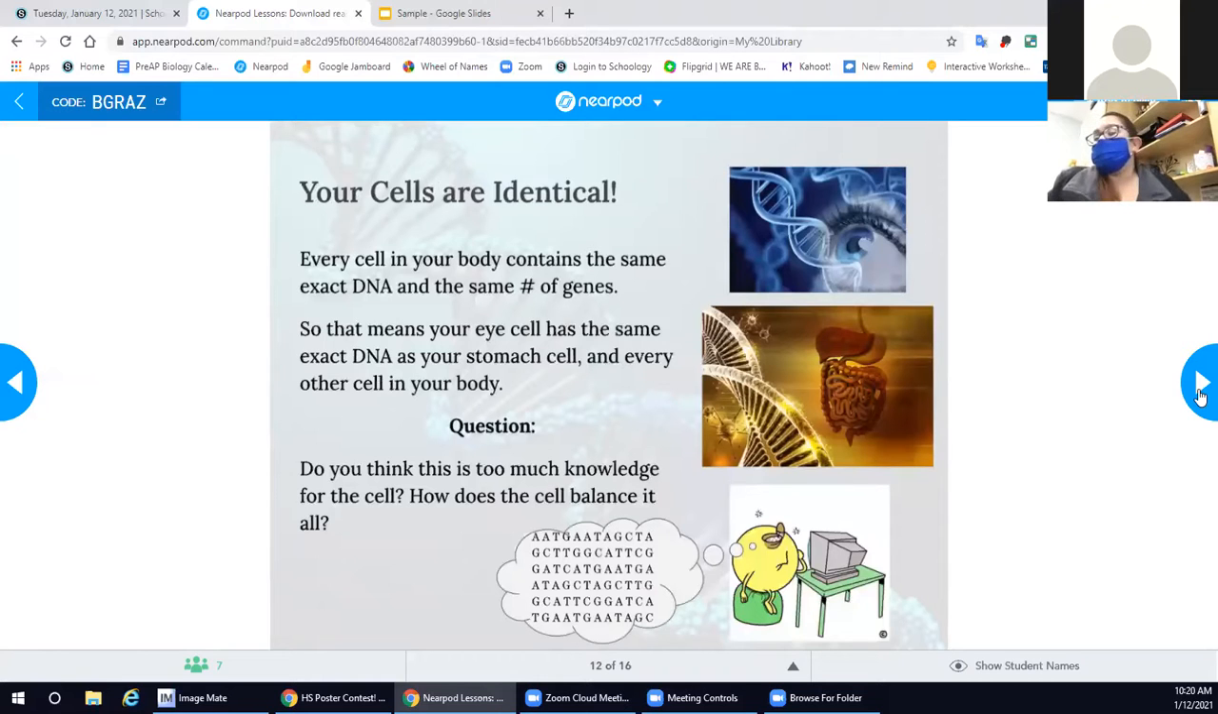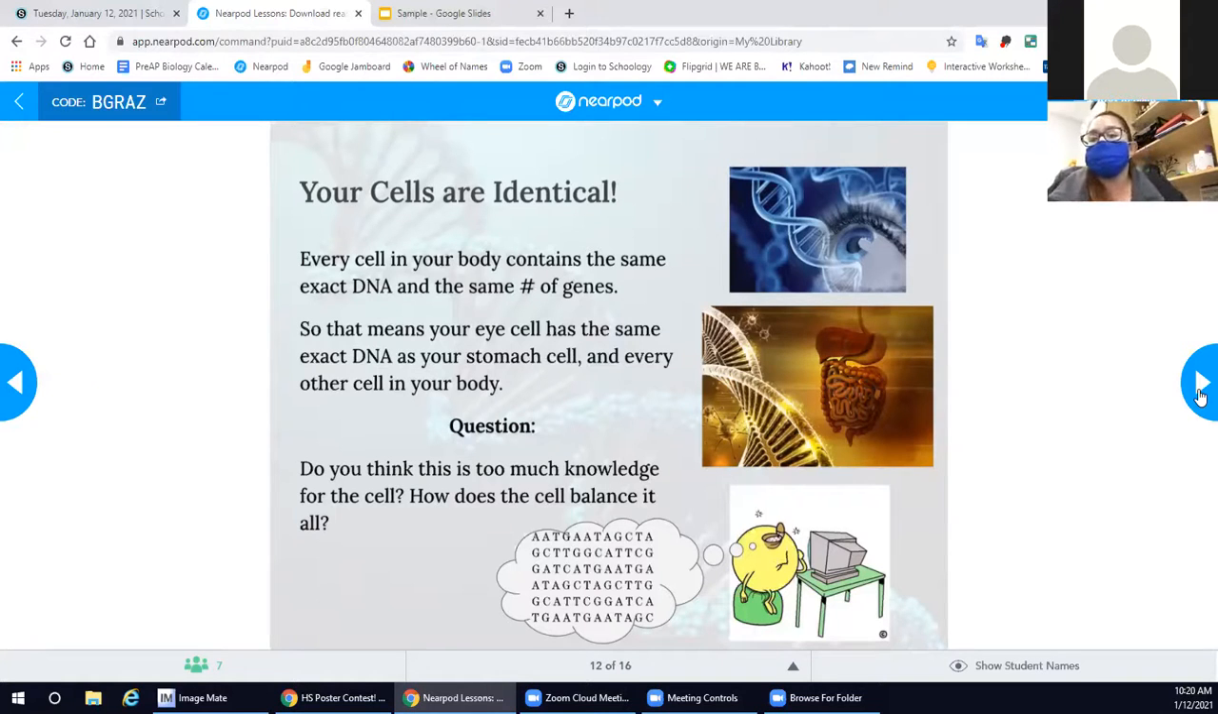Your cells are all identical in your body. Every single cell in your body is going to have the same DNA code as every other cell in your body. They're all going to be the same. So that means your eye cell has the same exact DNA as your stomach cell. It has the same exact DNA as your toe cell, as your hair cell, as your urine samples.